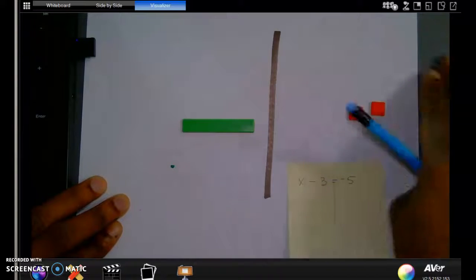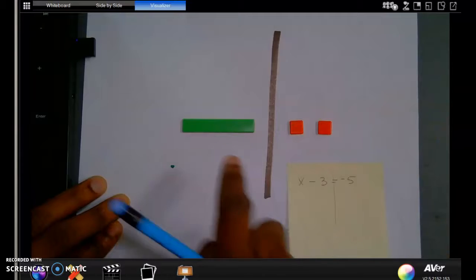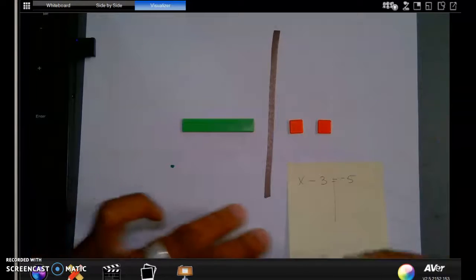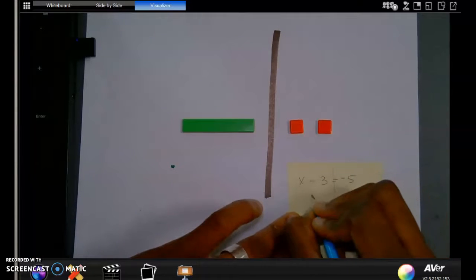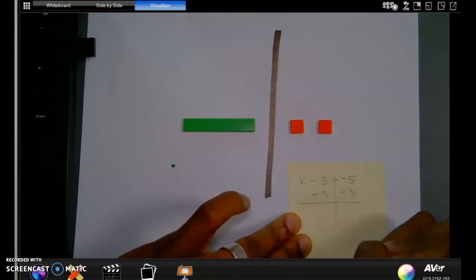I'm going to move those out of the way. So I'm left with -2. X and -2. Let's go ahead and prove that with our algorithm. I'm going to add +3 to both sides, just like I did.